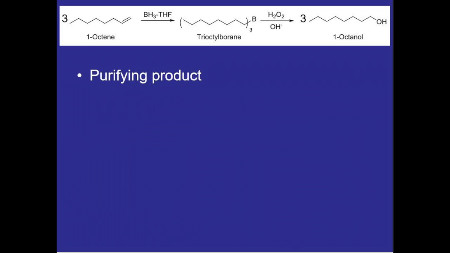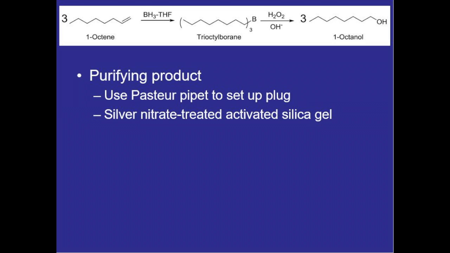To purify our product and to separate it from any leftover octene, we are going to set up a plug, which is similar to a chromatography column in the sense that we are going to manipulate something like polarity, or in this case, Lewis acid, Lewis base properties, to separate our product from any contamination. And for this plug, we're going to use silver nitrate treated activated silica gel. Wow, that's a mouthful.